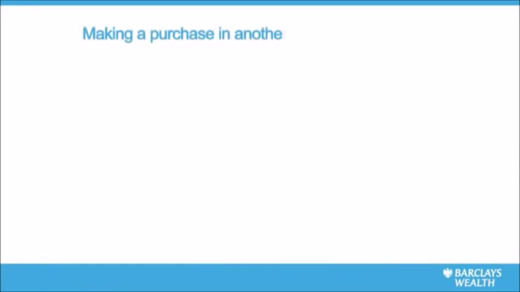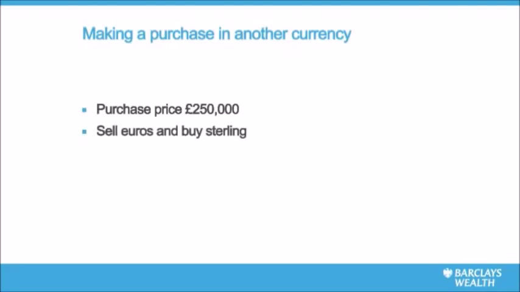So let's look at an example of how this works. Imagine you're planning to buy a property in the UK and the purchase price of the property is £250,000 sterling. You hold euros, so you need to buy £250,000 of sterling to complete the purchase. The interbank exchange rate is currently 1.1150. The FX provider offers you an exchange rate of 1.1250, which is the rate for buying sterling with euros.